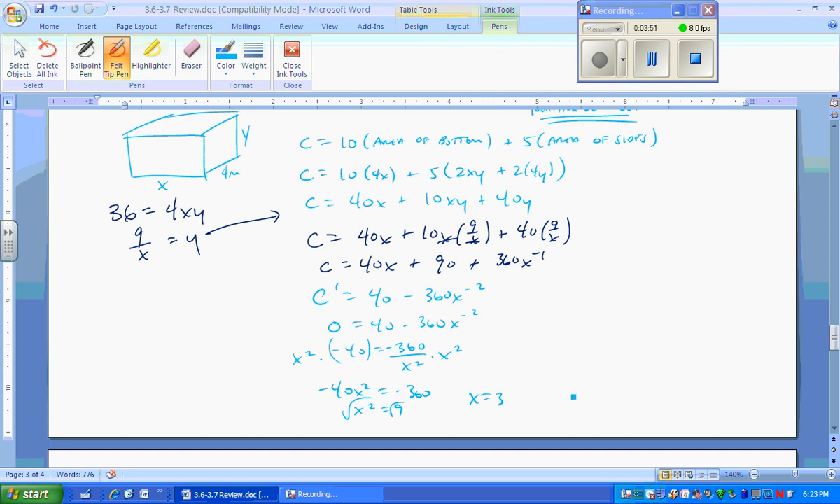So we can go ahead and check just to make sure that we have a minimum here. Put a value less than 3, like 2, into our derivative. And we get, let's see, 2 to the negative 2 would be 1 over 2 squared, so 1/4, times negative 360 would be negative 90. 40 minus 90 would give us a negative value. Put in a value bigger than 3, and we're going to get a positive value. So this is a minimum when x is 3.